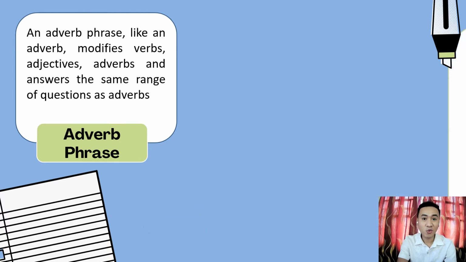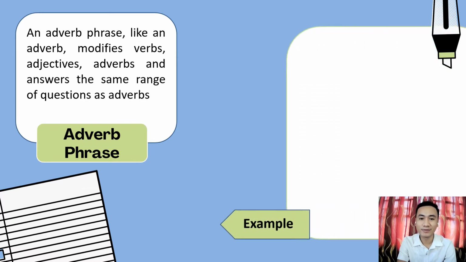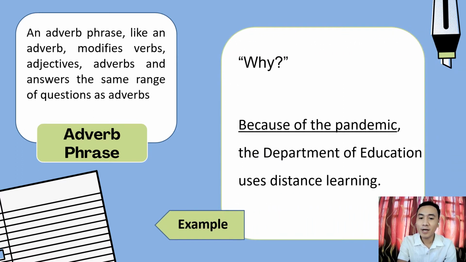And for the question why, here is the example. Because of the pandemic, the Department of Education uses distance learning. The underlined phrase modifies the word uses, and it answers the question, why does the Department of Education use distance learning?